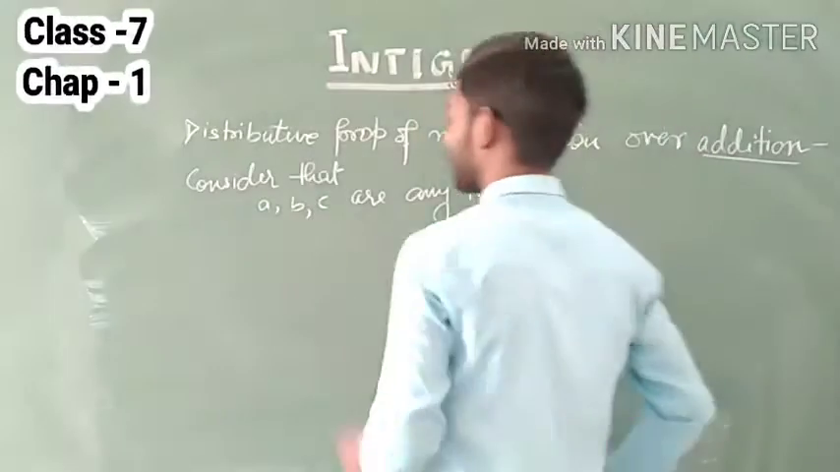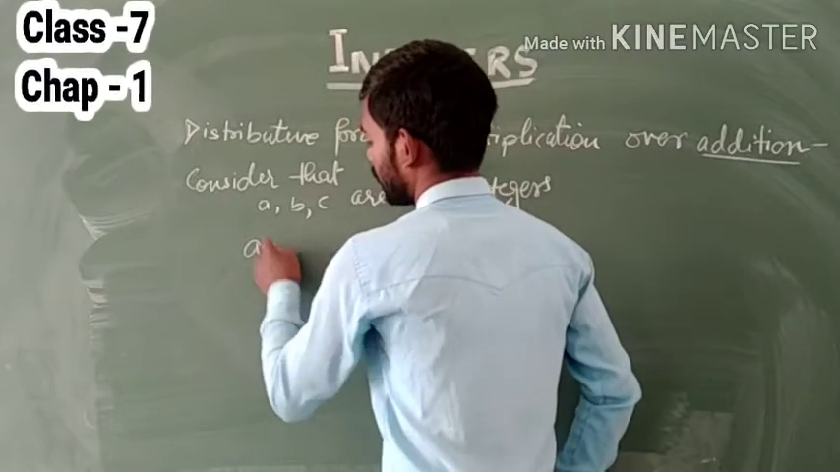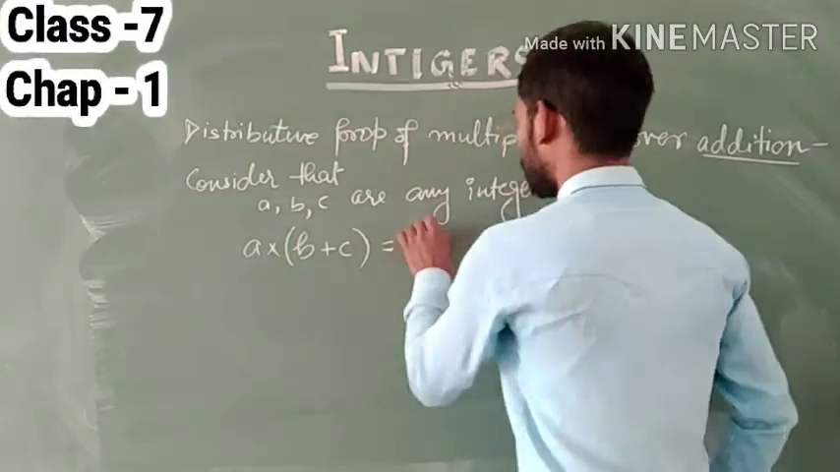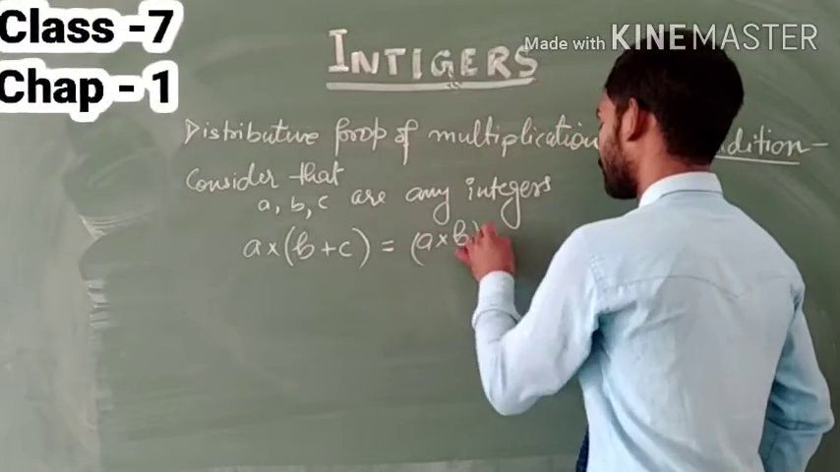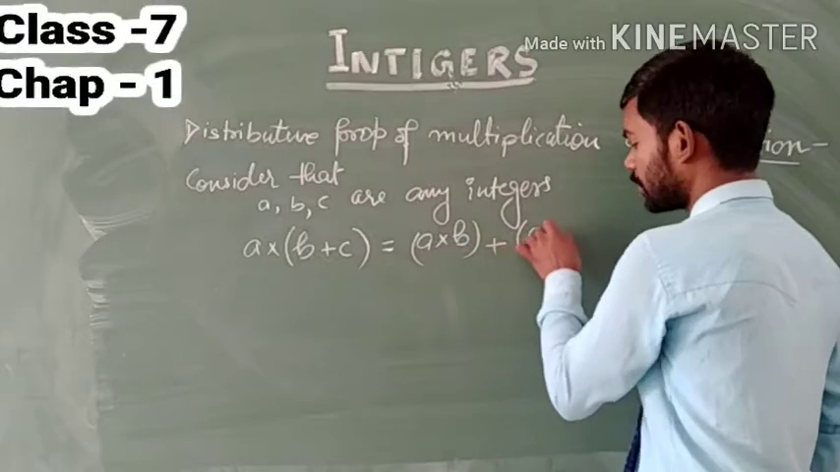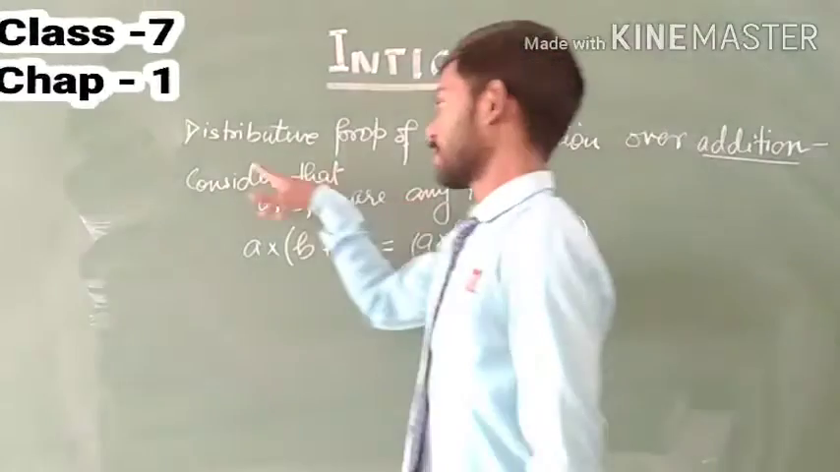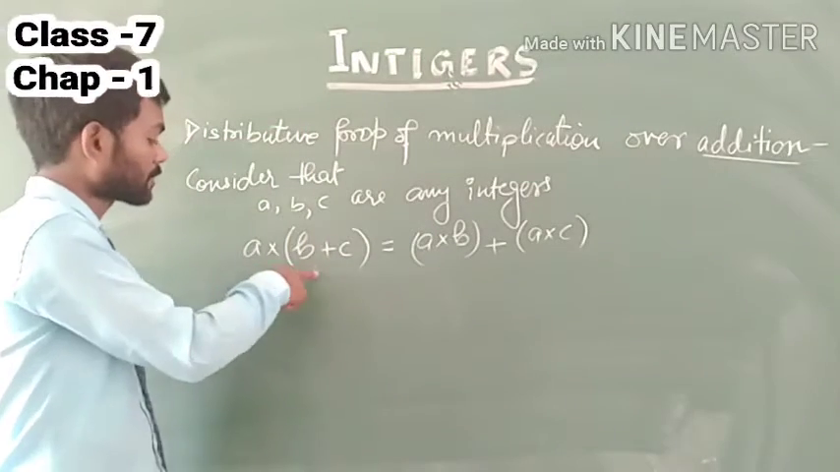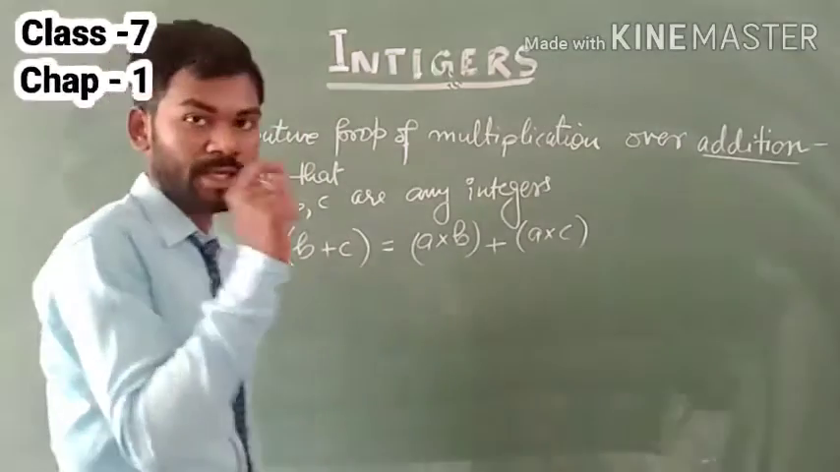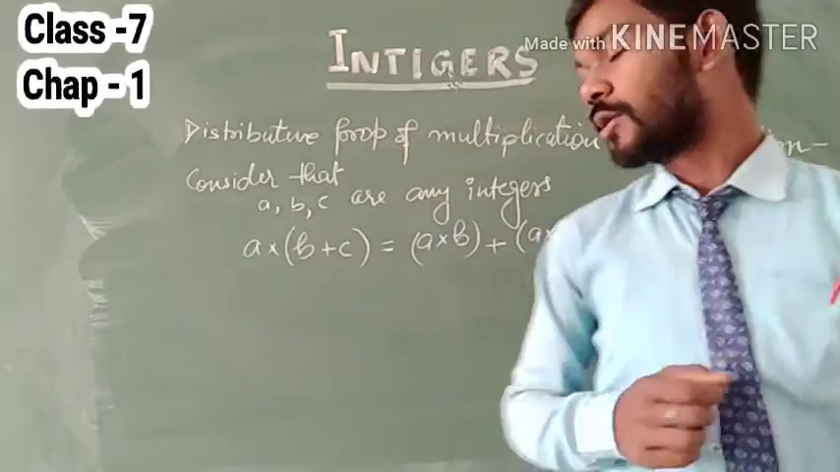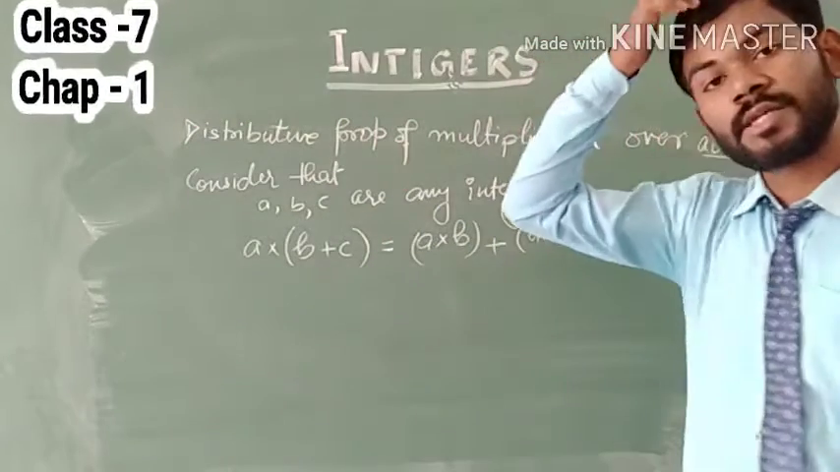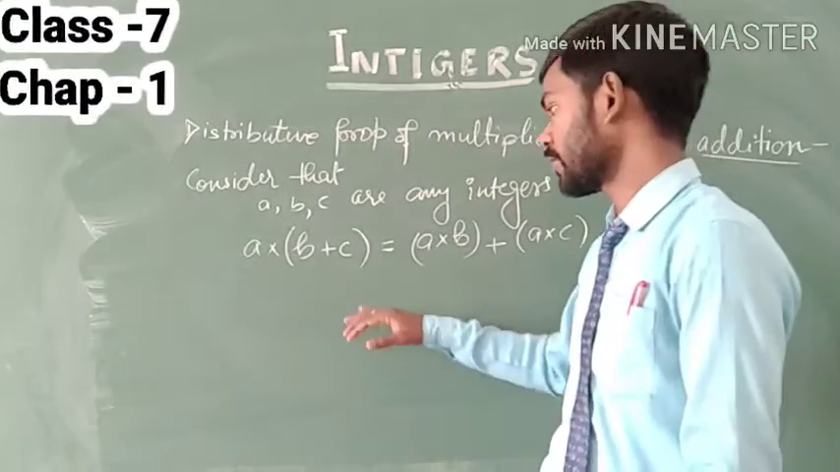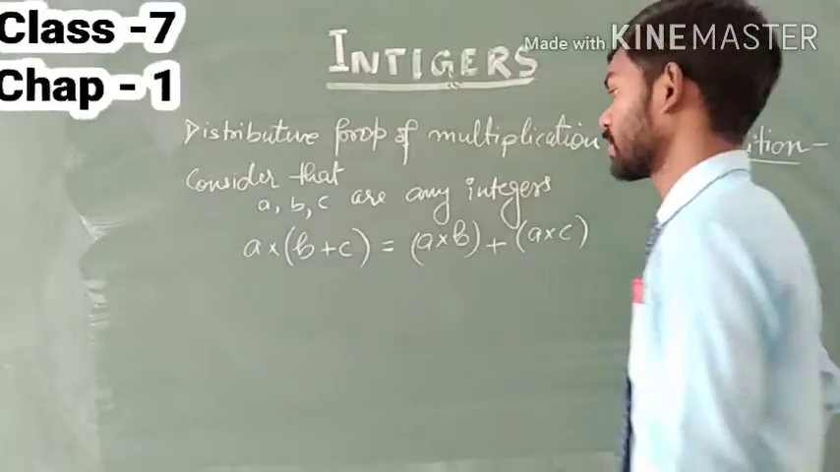Okay? So this may be written as A multiplied by (B plus C), which will be equal to A into B plus A into C. Why is it called distributive? Because here we can see that the distribution of A takes place. Therefore it is called the distributive property. Now let us see an example in order to verify this statement.